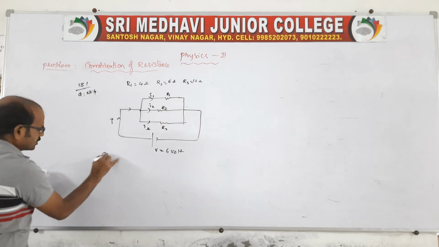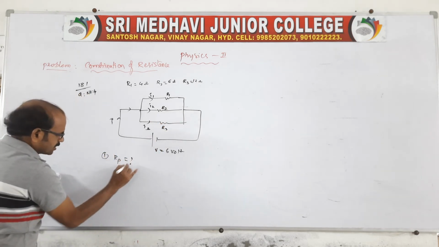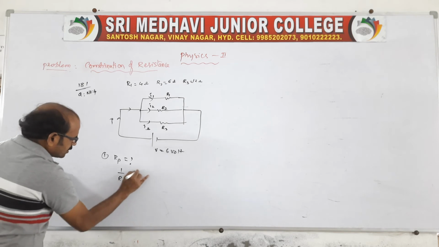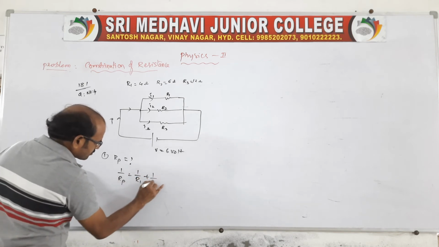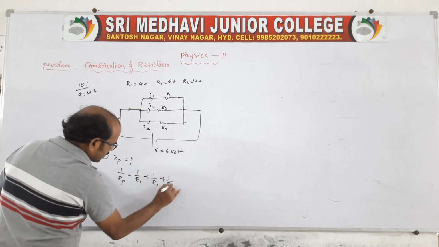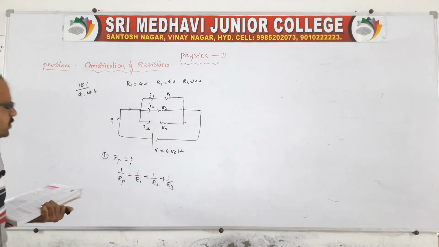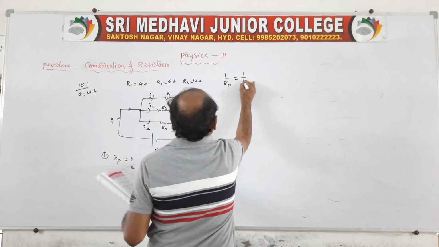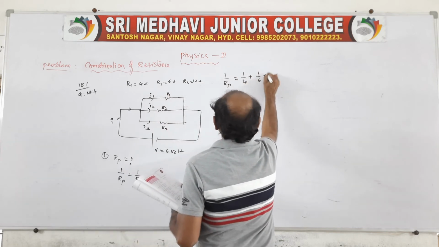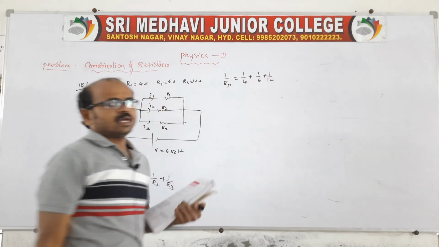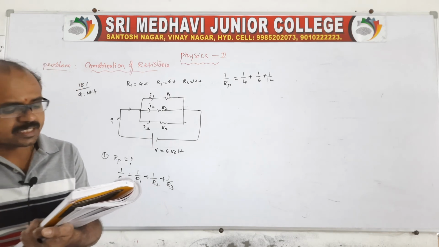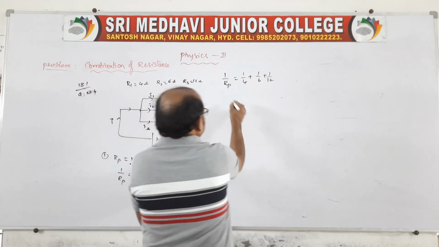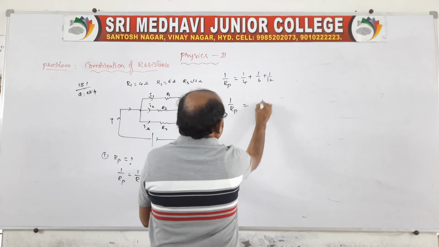First one we need to get the effective resistance. 1 by RP is equal to 1 by R1 plus 1 by R2 plus 1 by R3. So now you substitute all these values, the effective resistance RP: 1 by 4 plus 1 by 6 plus 1 by 12. Again you take an LCM. So approximately 1 by RP is equal to 1 by 12, right?